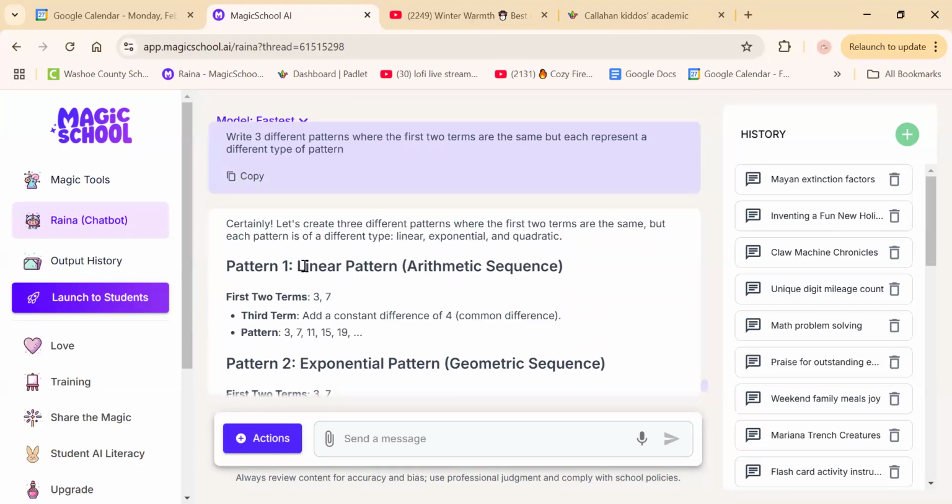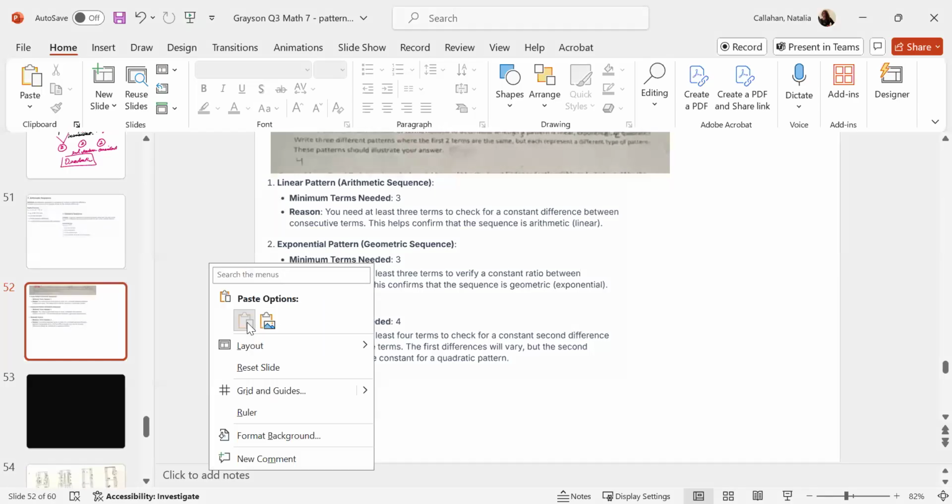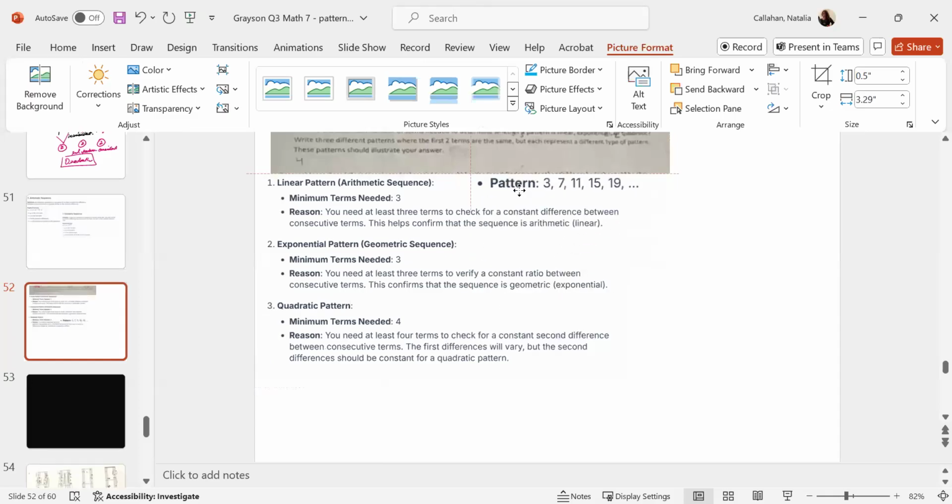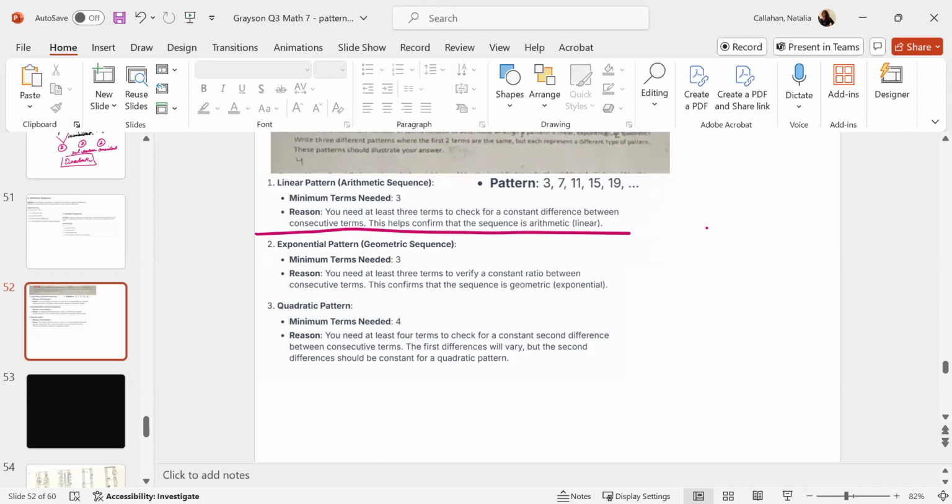Okay, let's do this one. Your linear pattern could be 3, 7, 11, 15, 19. Do you see that? That could be your linear pattern. So let's use that one for the linear pattern. So that will be your linear. So this will be your linear, correct? Your linear pattern is your arithmetic sequence, correct? So write that pattern down.